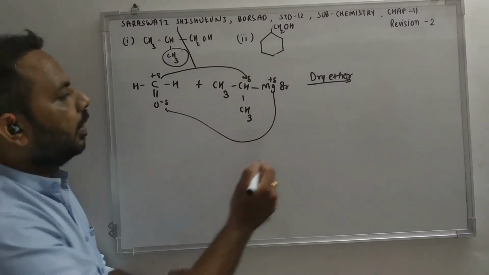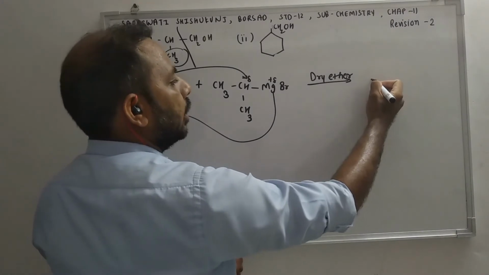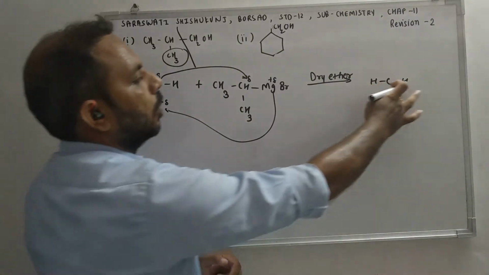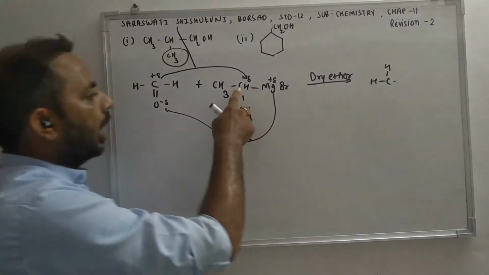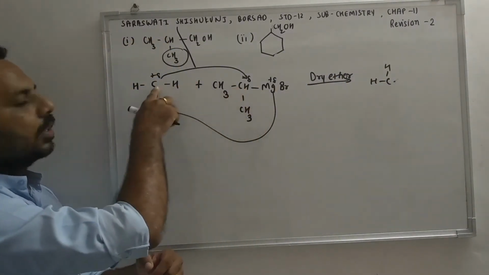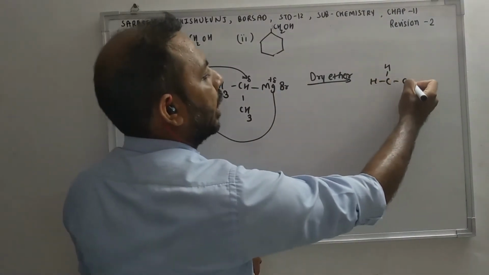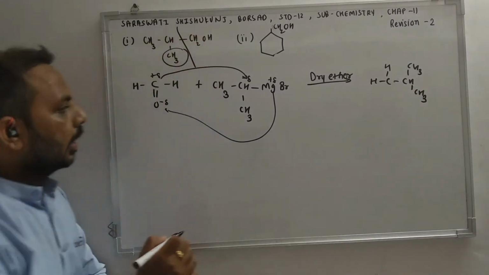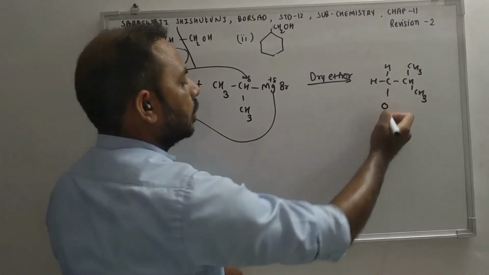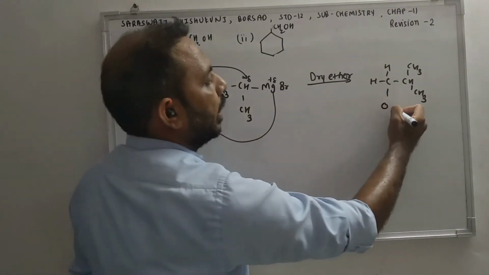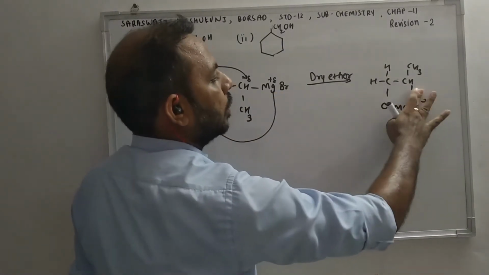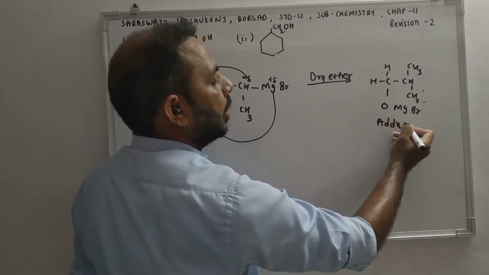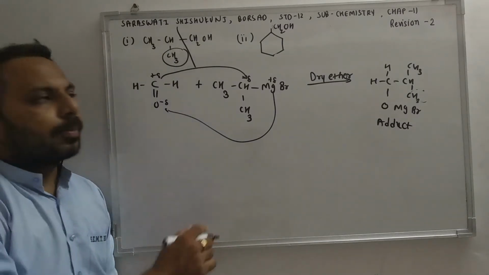So the intermediate product will look like this. We write HCH like this. The negatively charged alkyl group attacks this carbon, so we write the alkyl group like this: CH3, CH3. Now oxygen is attacked by MgBr, so we write MgBr like this. This is an intermediate product, or we can say an adduct.